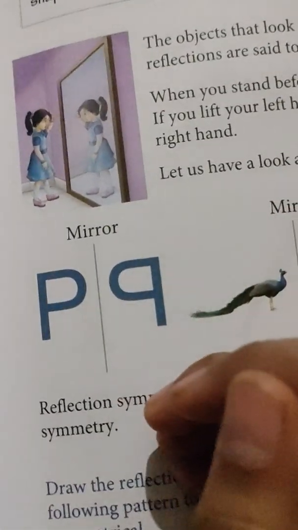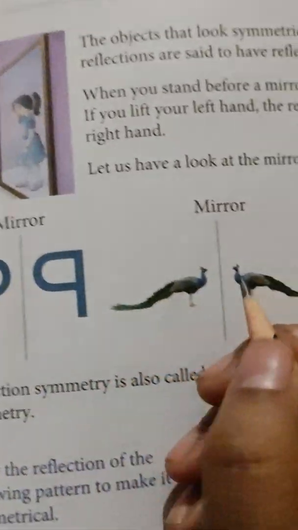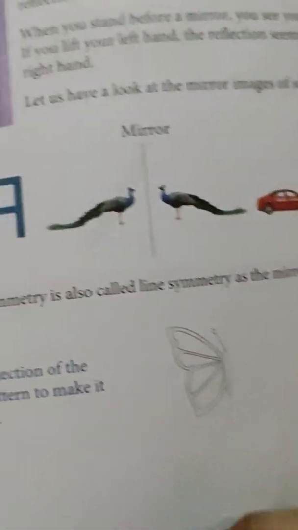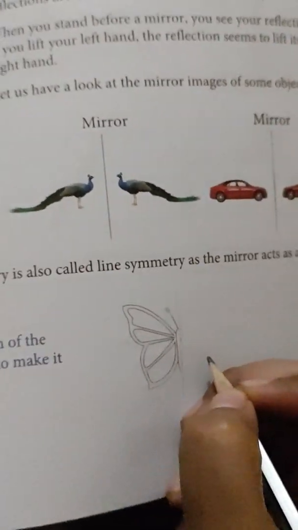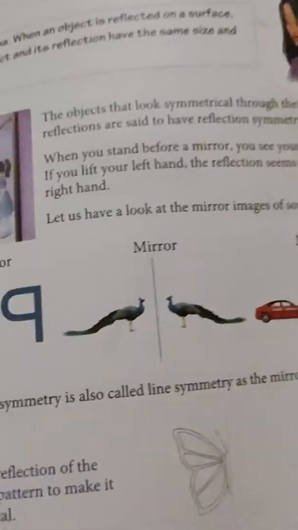P is not coming upside down. Do remember this thing, the figure should not be upside down. This is also a reflection symmetry example, and this is also a reflection symmetry example. So here you have to draw this butterfly in a reflection symmetry manner. So these all are examples of reflection symmetry.